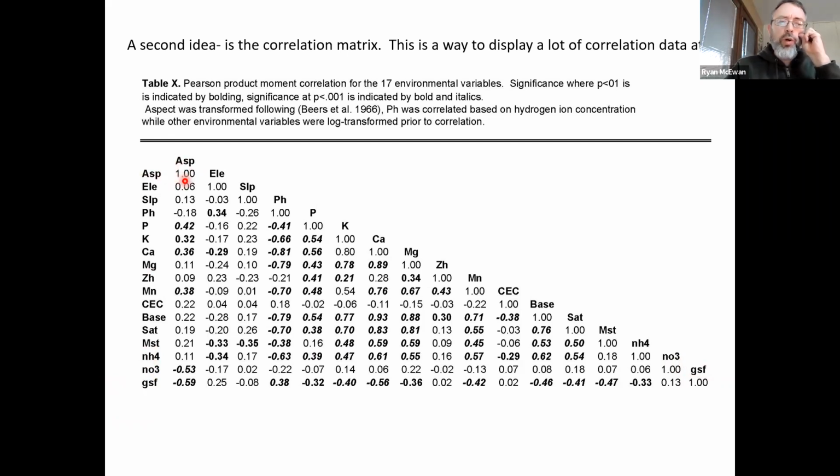So aspect is 1 with aspect, that is a completely positive relationship because it's the same numbers, okay? 24, 24, 26, whatever. And then this would be slope's relationship with aspect, pH's relationship, phosphorus with aspect, and so forth. So if you look at this thing all at once, you can see the bold is a statistically significant relationship. So you go, okay, I can just quickly scan this and see if there's anything happening.